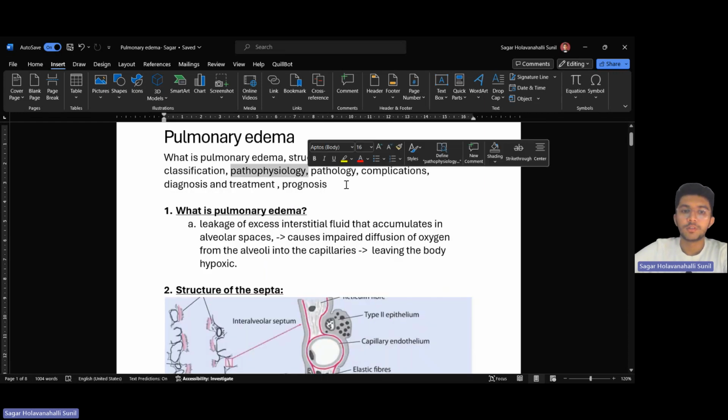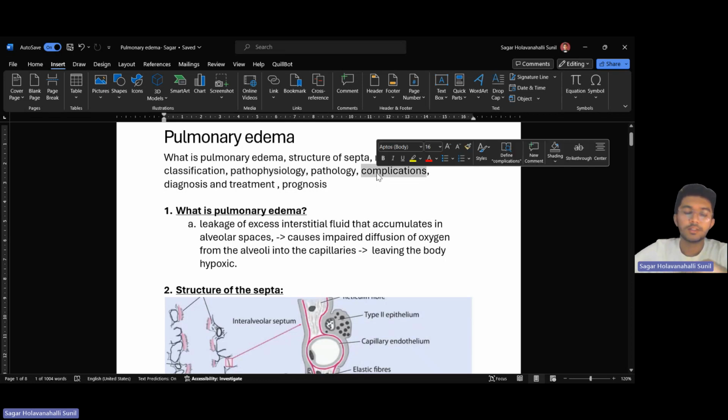So you speak about the pathophysiology, remember cardiogenic versus non-cardiogenic. Complications, end result is ARDS. Before that, you can depend on logic to understand dyspnea, explain shortness of breath while lying flat, etc. Diagnosis and treatment, prognosis, I think it's very simple for this question.